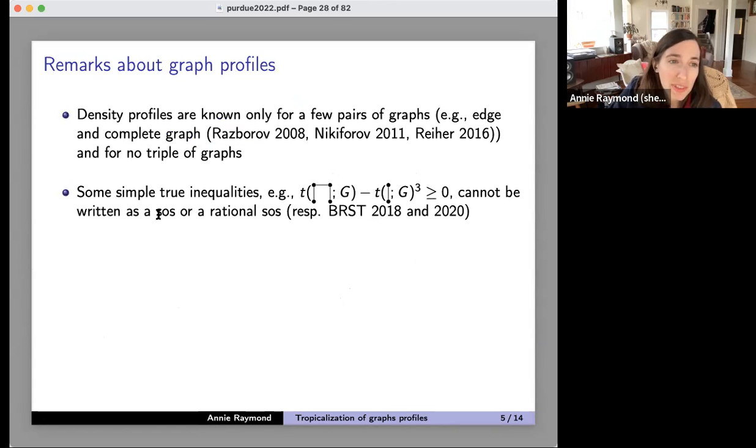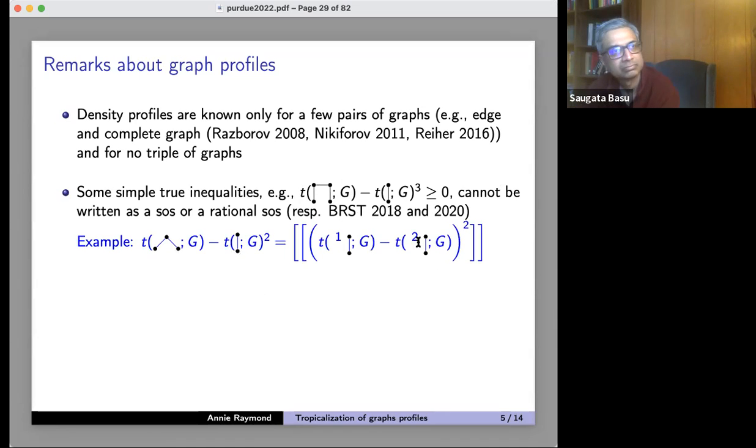There are some simple true inequalities that cannot be written as sums of squares or rational sums of squares. That's something that we showed in previous papers. So if you take the density of a path of length 3 minus the edge density cubed, we know that this is non-negative from different techniques, but it cannot be written as a sum of squares or a rational sum of squares.